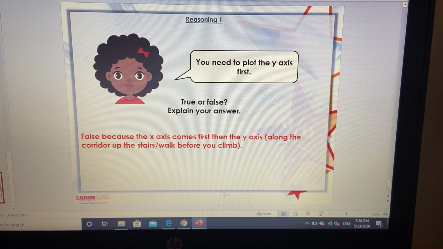So I hope this has helped in explaining how we can use coordinates and grids to help us with our position and direction. And I wish you luck on your first lesson.